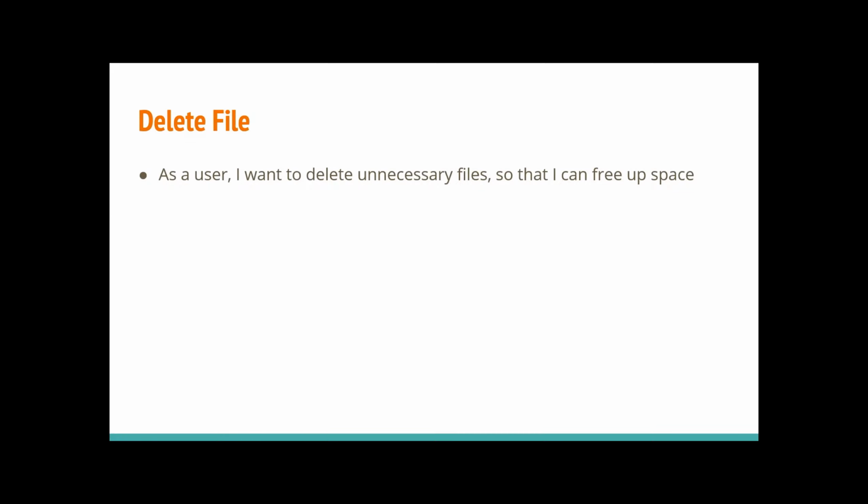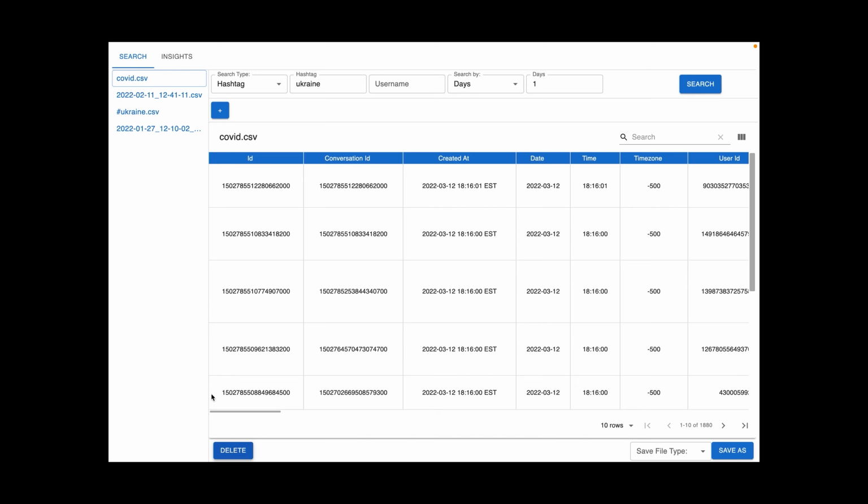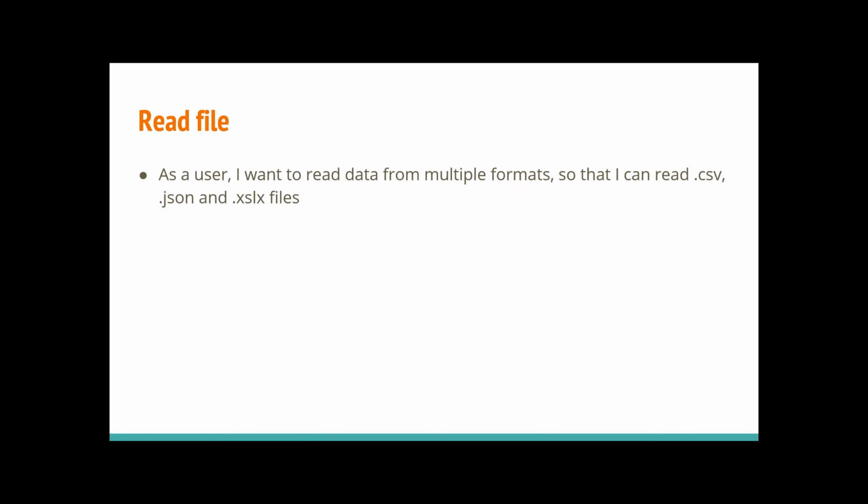Next is the feature to delete the file we don't need anymore. In order to better manage our local files, we have implemented the delete function to our application. So when we click on the file, which is currently Elon Musk, and then click delete, the file will disappear. The last one for this sprint is the feature to read data from multiple formats.